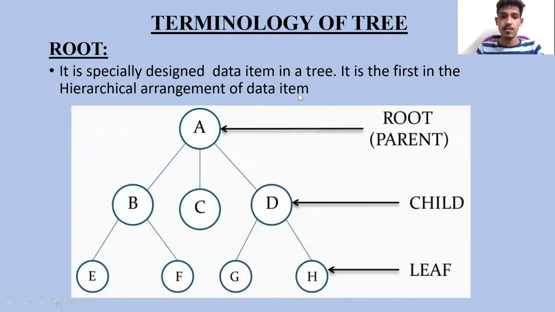Terminology of tree. First of all, root. It is a specially designed data item in a tree. It is the first in the hierarchical arrangement of data items. So here A is the root node. It is where all the tree structure starts. And next, A has children called B, C, D. So B, C, D are the children of A, and E, F are children of B, and G, H are children of D. So E, F, G, H are leaf nodes because they are the endpoints of the tree and they don't have any children.